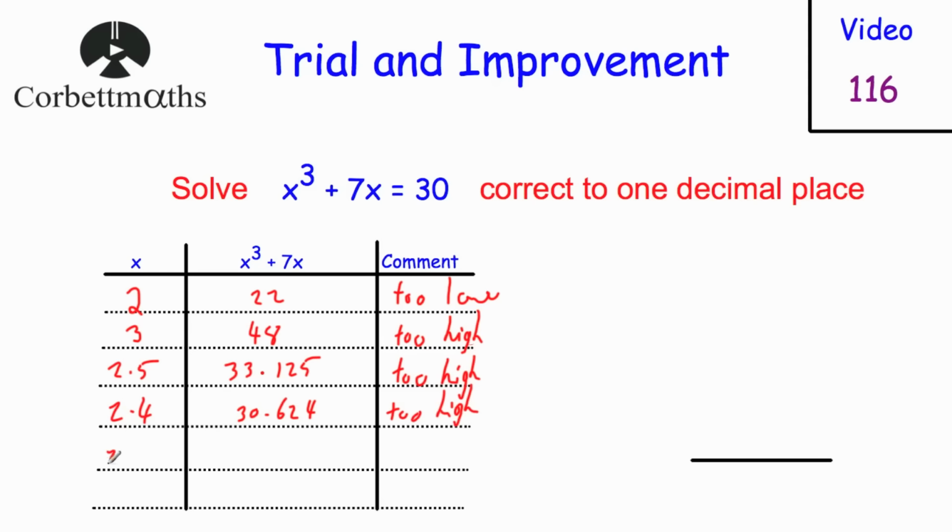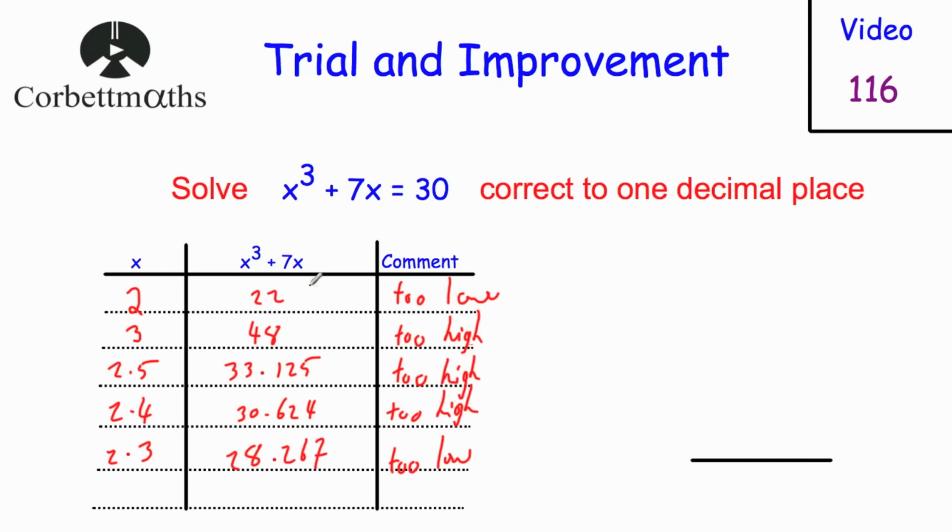So let's try something a bit lower. Let's try 2.3. So if we try 2.3, we're going to do 2.3 cubed plus 7 times 2.3. Make sure you know where the cubed is on your calculator. And that gives me 28.267. So we wanted 30, so that's too low.